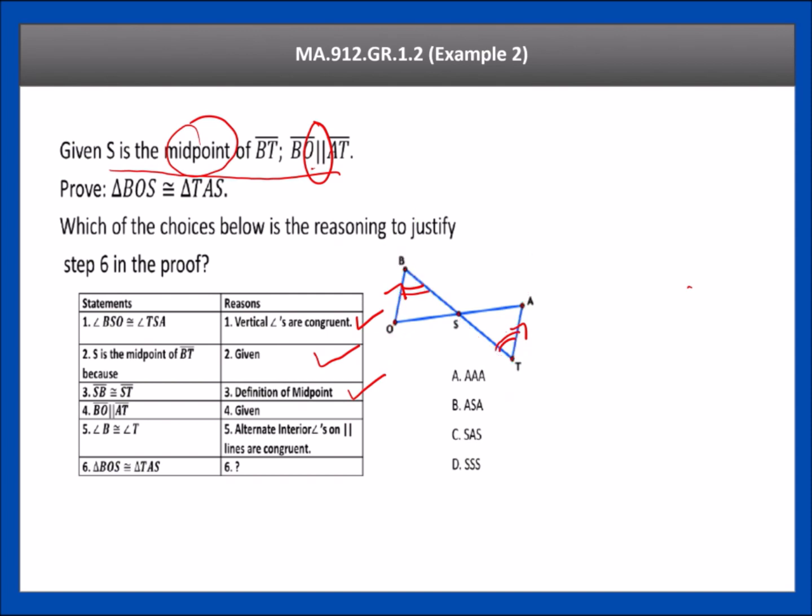All right, so far we have those are congruent. We have that these are congruent because of vertical angles, and we have that these two sides are congruent. So it looks like we have angle, side, angle, right? Angle, side, angle. So therefore, these two triangles must be congruent by the angle, side, angle congruence theorem.